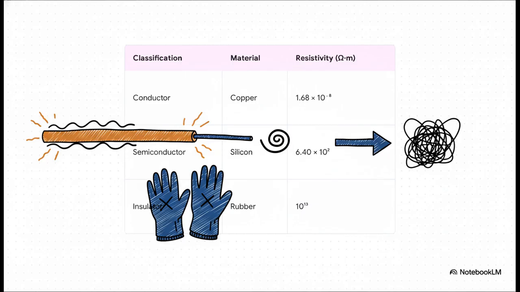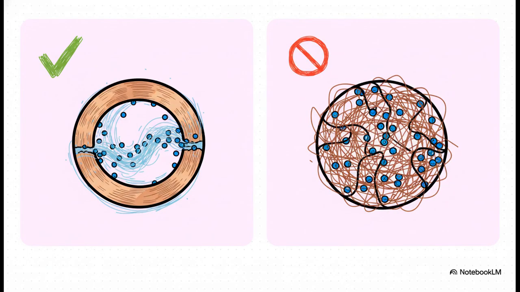Now look at rubber, an insulator. That number is a 10 with 13 zeros after it. It's not just a little different, it's an astronomically huge difference. And that is exactly why we make wires out of copper and wrap them in rubber for safety. And this really gets to the heart of it.